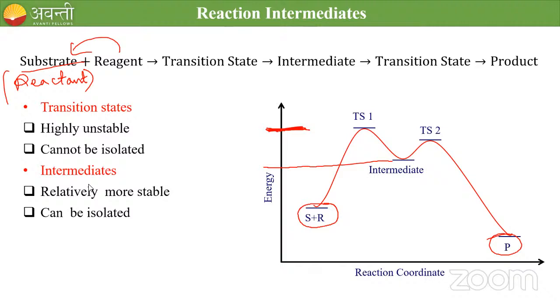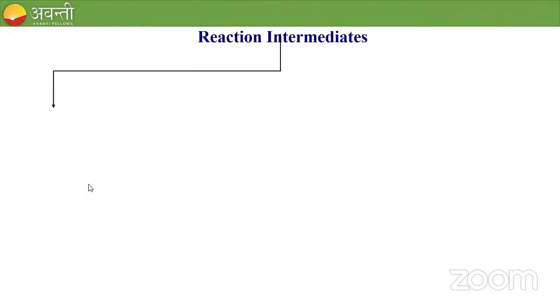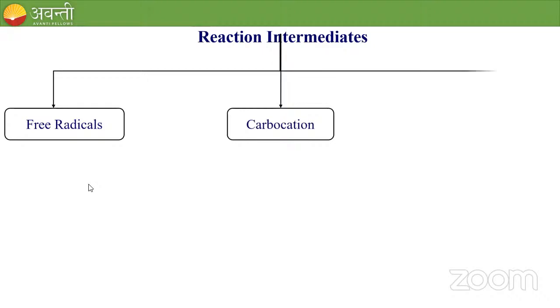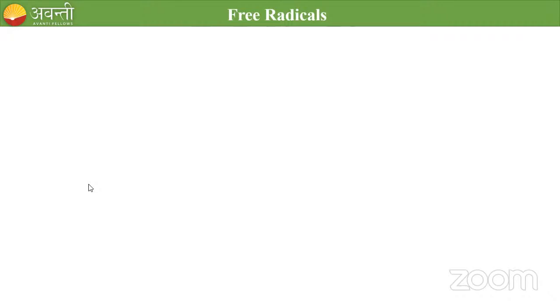So now we are going to study the 3 types of reaction intermediates: free radicals, carbocation, carbanion. If the positive charge is present on the carbon, it is called a carbocation. And if the negative charge is present on the carbon, then it is called a carbanion. Is it clear for all of you? So let me discuss the first reaction intermediate alone today, and the remaining 2 we'll discuss in the next class. All right.